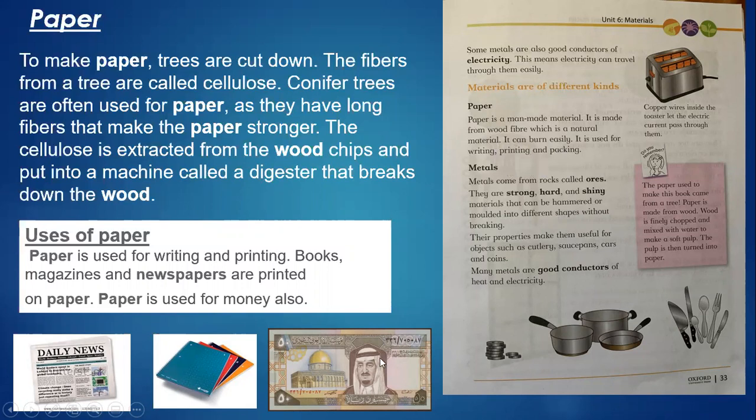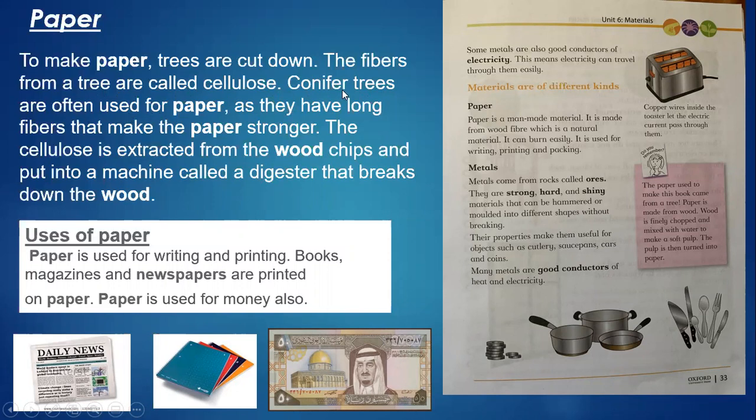All of you know what the paper is on which you are writing, the books you are reading, the newspapers, the money you are using. They all are made from paper. So how is paper made? To make paper, trees are cut down. The fibers from a tree are called cellulose. Conifer trees are often used for paper.